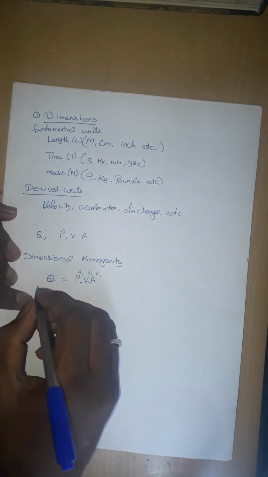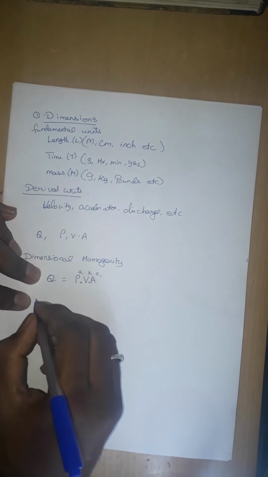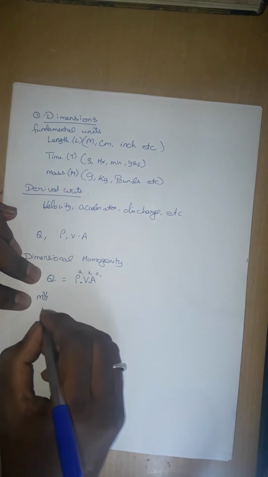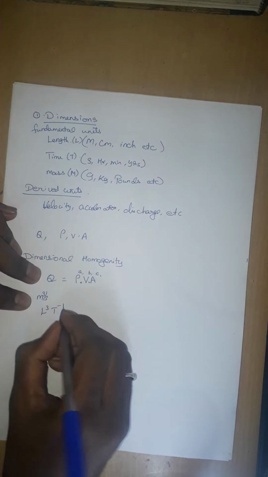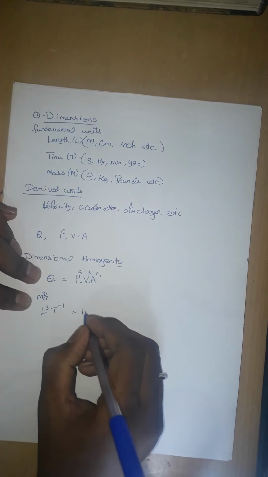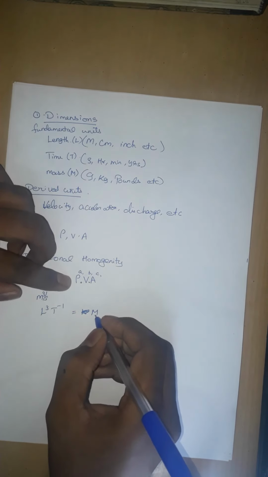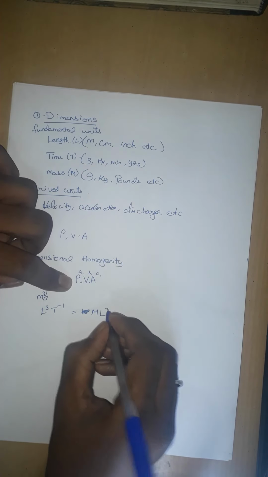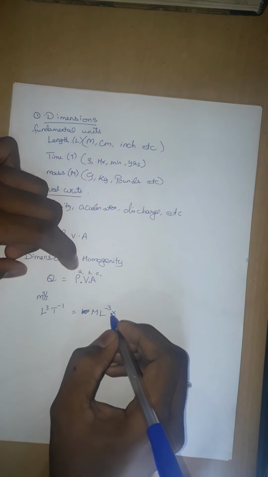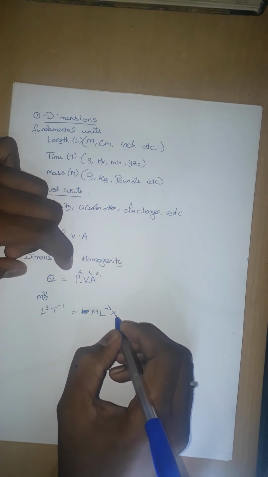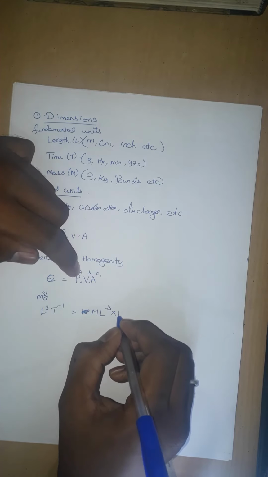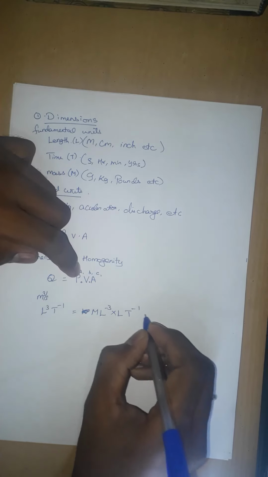This dimensional homogeneity refers to, say, the discharge, which is meter cube per second, so it is L power 3 T power minus 1. Rho is mass per volume, kg per meter cube, so M L power minus 3. Velocity is L T power minus 1.